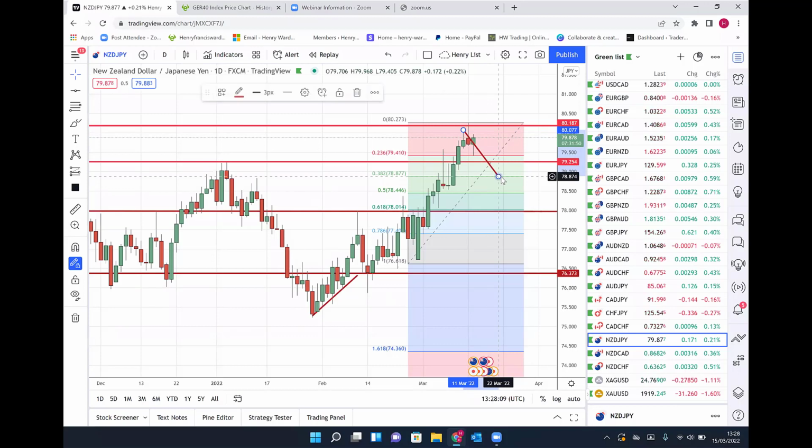So that's where I would expect the minimum pullback to that point there. It may very easily come back to the 61.8 here. But between the 38.2 and the 61.8, they're the two levels that we'd expect this to come back to. So there is some room for this to continue dropping. There is potential momentum for this to go, okay? But it's one of those things that we need to sort of keep an eye on.